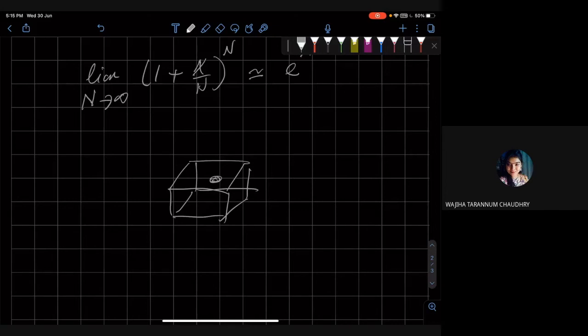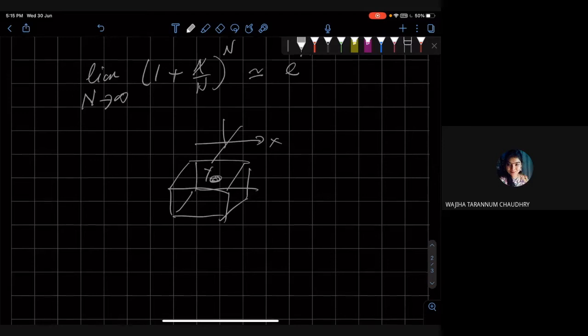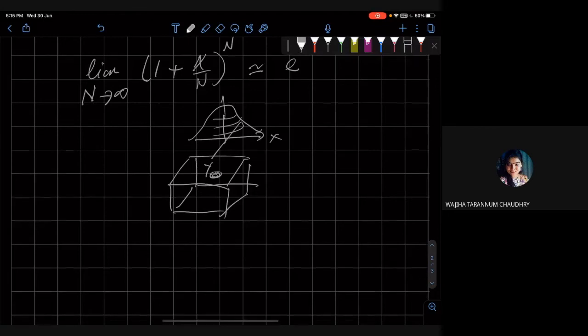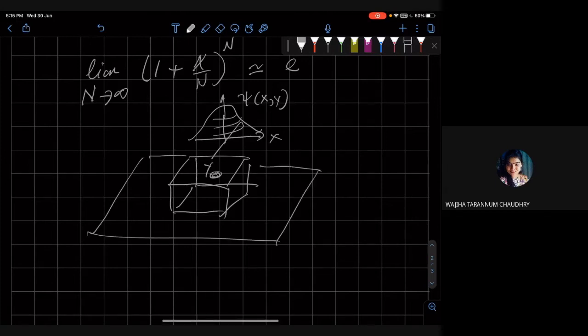This quantum particle is described by some wave function. Say this is your x, y, there's a z-axis, but I'm not going to draw it. And of course, its wave function is a complex number, but I can only draw a real function. So the z-axis is the wave function.